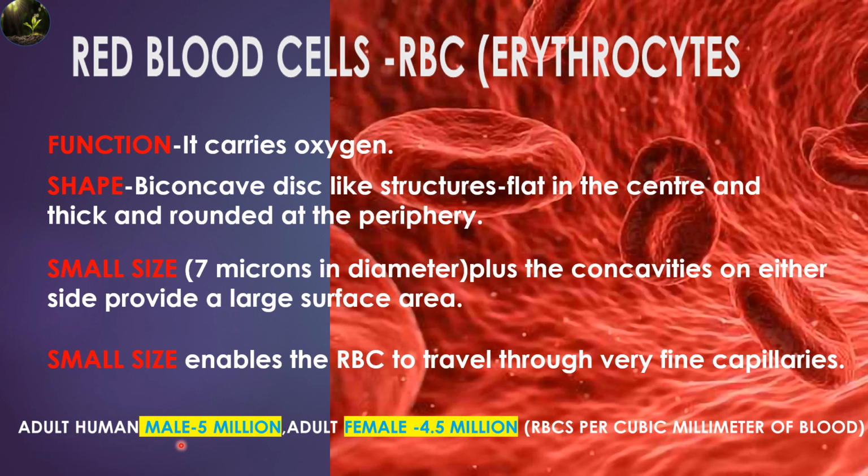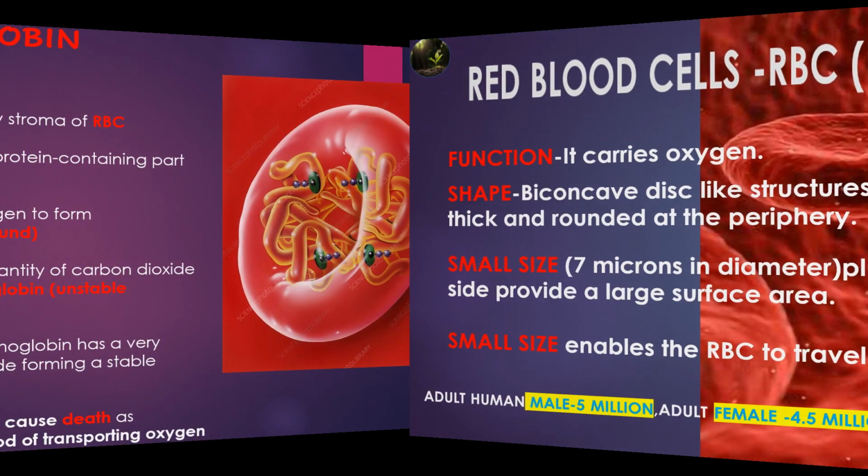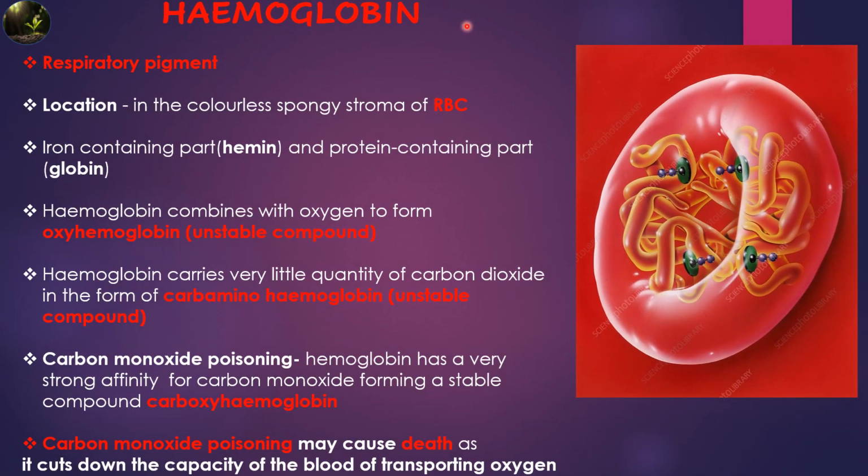In an adult human male, there are 5 million RBCs per cubic millimeter of blood. An adult female has 4.5 million RBCs per cubic millimeter of blood. Hemoglobin. What is hemoglobin? Hemoglobin is a red pigment present in RBC. You can see hemoglobin is present inside the RBC. Because of this hemoglobin, RBC is red in color. Hemoglobin also gives red color to the blood.